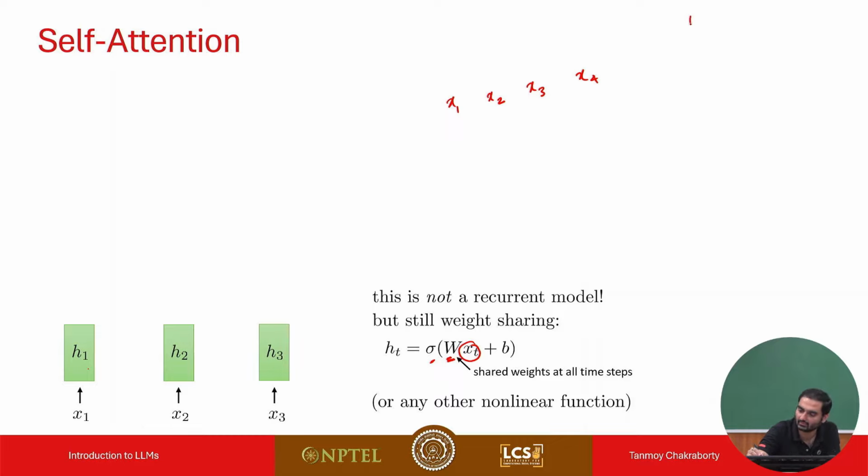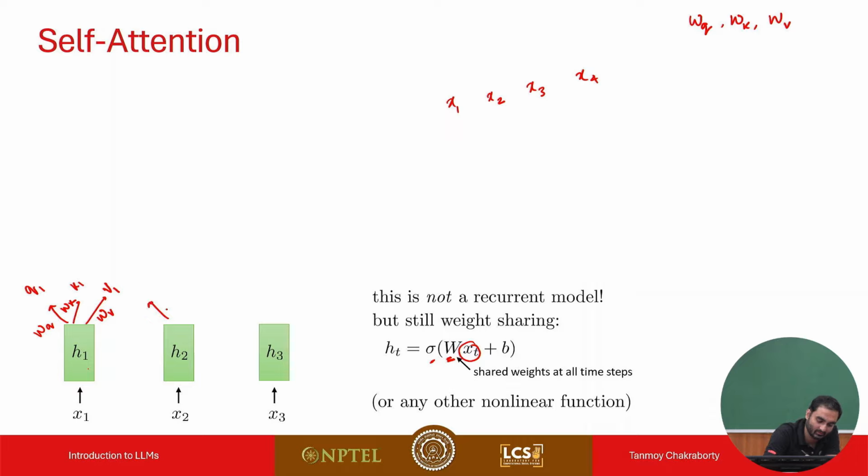We do this using 3 parameter matrices. For query generation, we use the parameter matrix WQ. For key, we use WK. For value, we use WV. These are the learnable parameter matrices, right? It basically means that we multiply H1 with WQ, which will produce the query Q1. We multiply H1 with WK, which will produce K1. We multiply this with WV, which will produce V1.